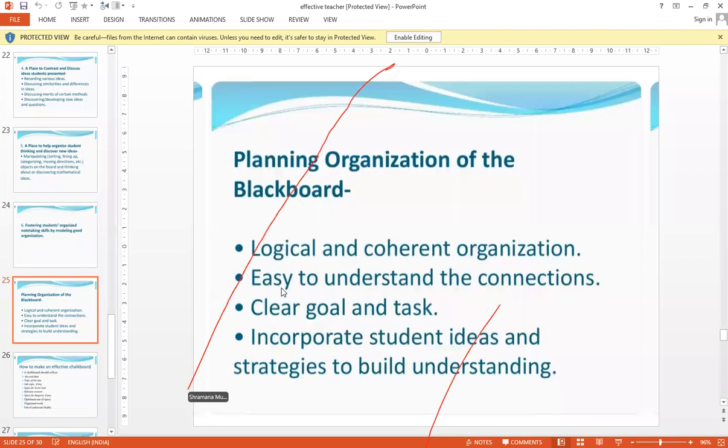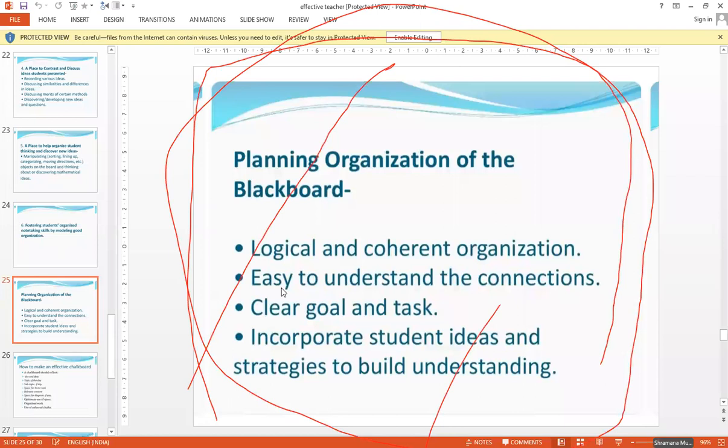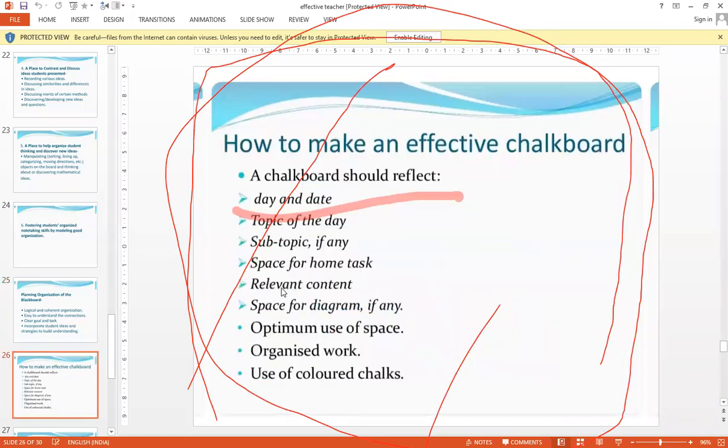Besides this, making use of the board helps the students' ideas and strategies to build understanding. Let's see, how should we make an effective chalkboard?